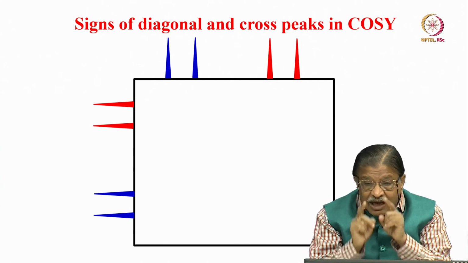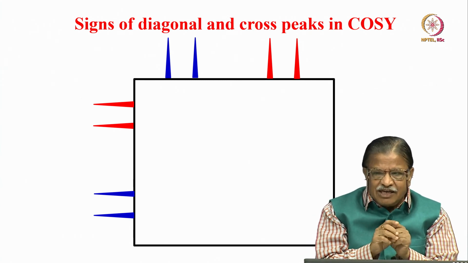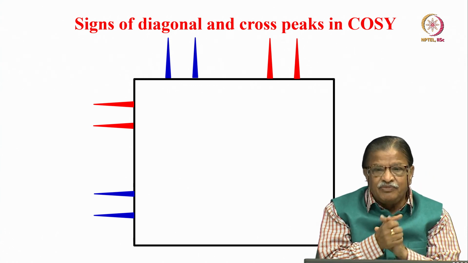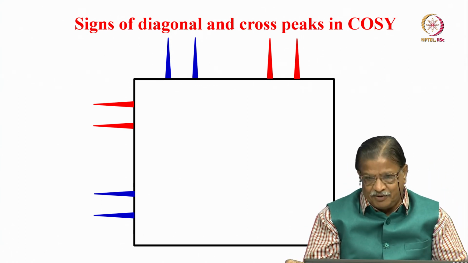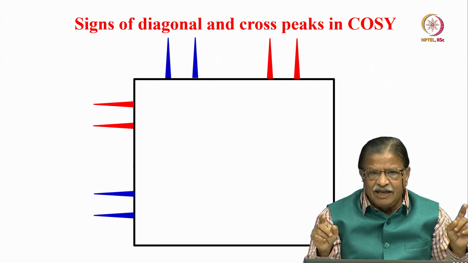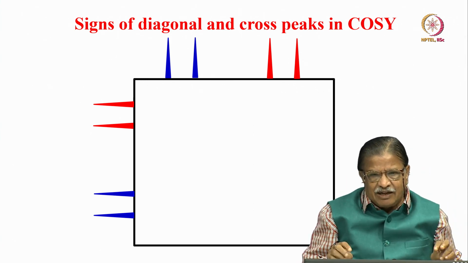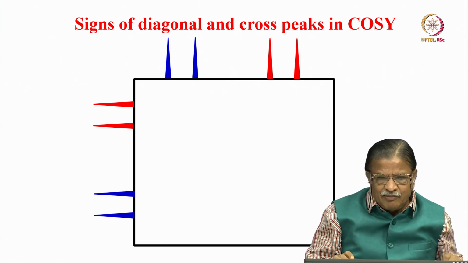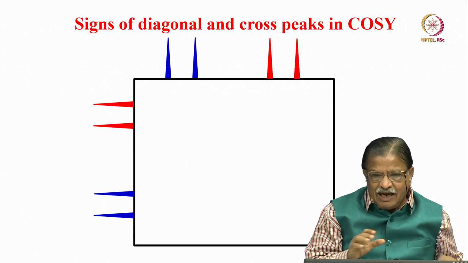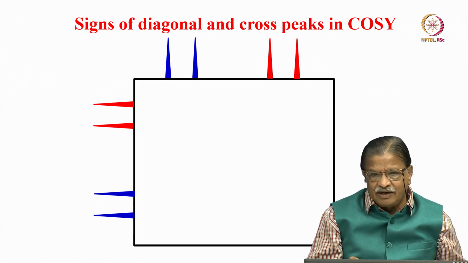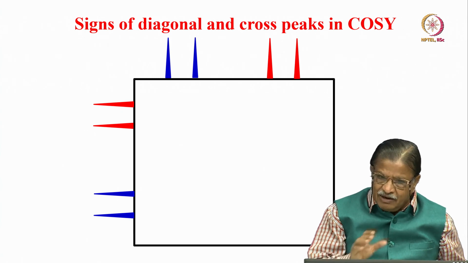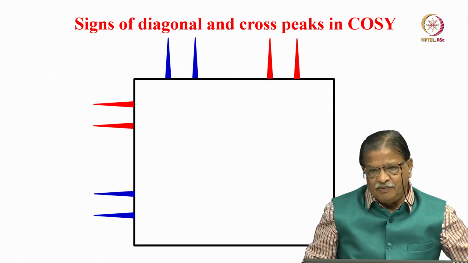So, you cannot correct the phase of that. As a consequence, you will represent the COSY spectrum always in the magnitude mode. This is what I said, and we will see the signs of the diagonal and cross peaks, how the spectrum looks, etc., in the next class, and take 1 or 2 examples, try to analyze the spectra, and go to other 2D spectra later.